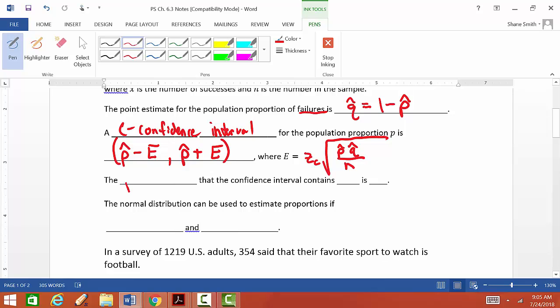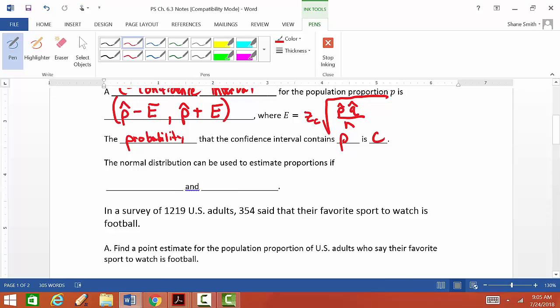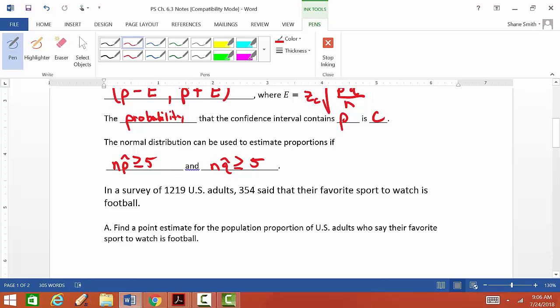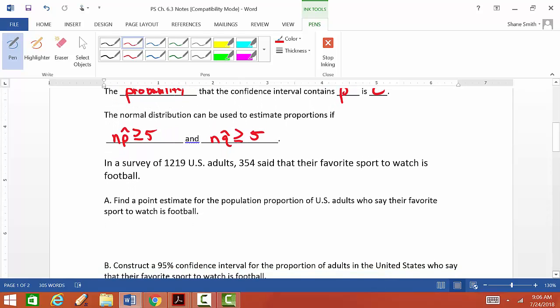Okay, and as always, the probability that the confidence interval contains P is c, and that's before, remember, we call it a probability before we create the confidence interval. And why do we use a z-score for this? Well, it turns out normal distributions can be used to estimate proportions if N P hat is greater than or equal to 5 and N Q hat is greater than or equal to 5. So if this condition is met, we can use z-scores to do this.